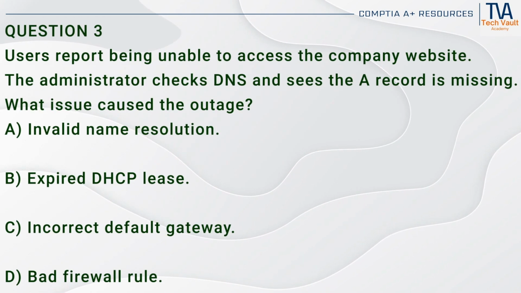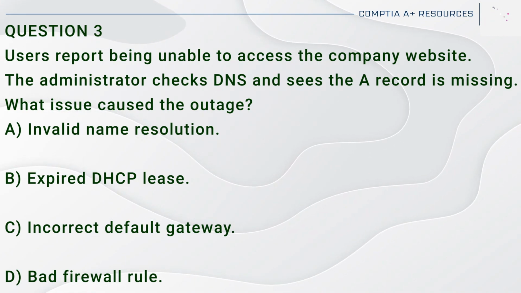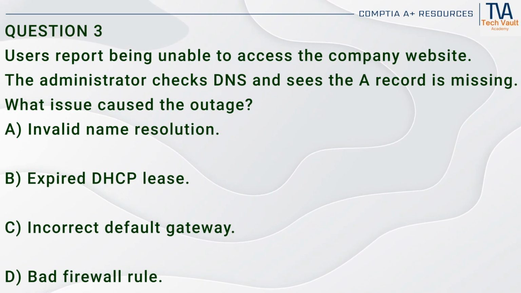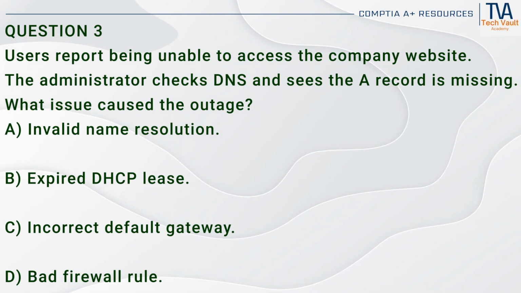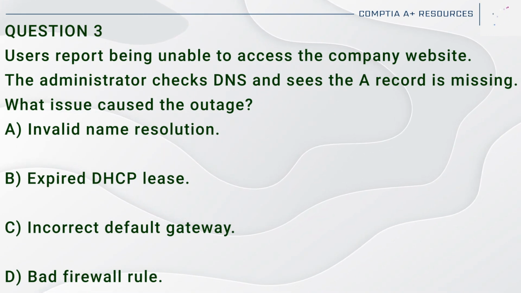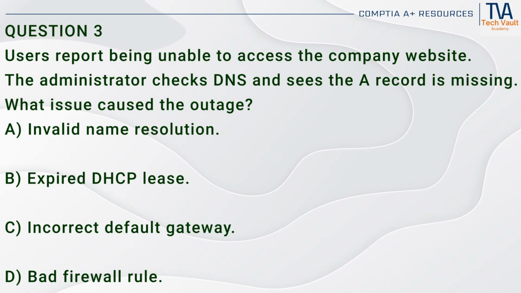Question 3. Users report being unable to access the company website. The administrator checks DNS and sees the A record is missing. What issue caused the outage? A, invalid name resolution. B, expired DHCP lease. C, incorrect default gateway. D, bad firewall rule.